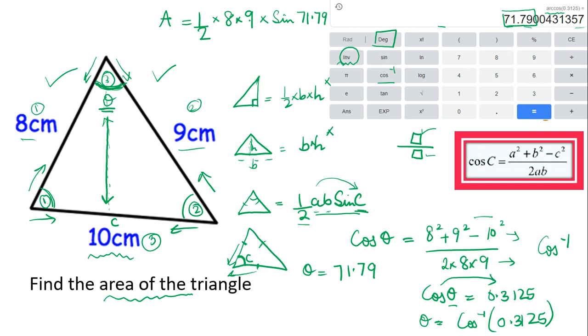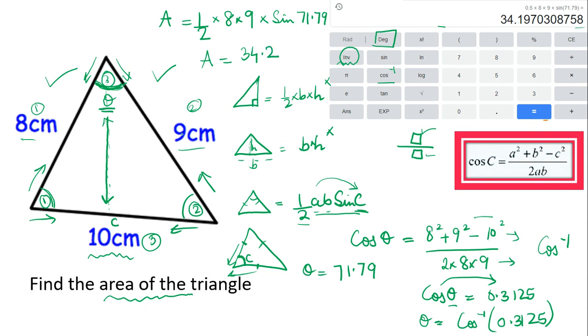So I'm gonna be writing half times 8 times 9 times sine 71.79. Now again, you check that on your calculator. Let me just remove the stuff there so it's easier for you to figure out. So we have half times 8 times 9 times sine 71.79. That gives me the answer 34.197, which I could just round off to three significant figures or one decimal place, and I could write 34.2.